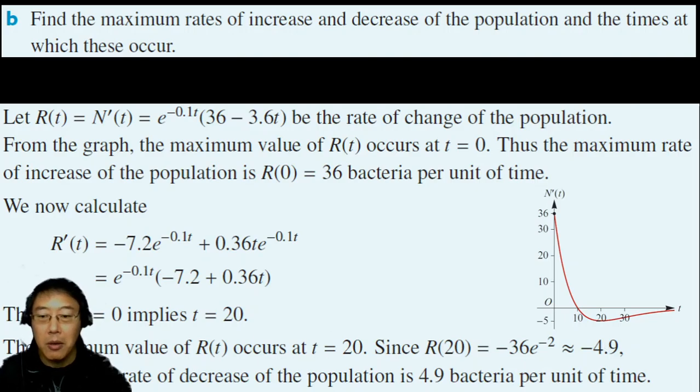The way you rephrase it, that's a negative value, but what we do is take the modulus, so we take that value of 4.9, and in the sentence we re-express it as still a maximum rate, where what's changing is the decrease. So the maximum rate of decrease of the population is 4.9 bacteria per unit of time.